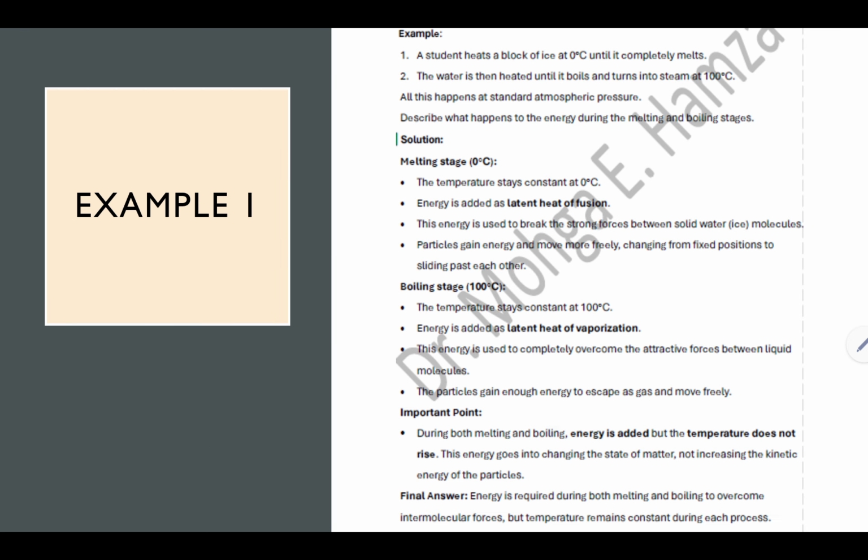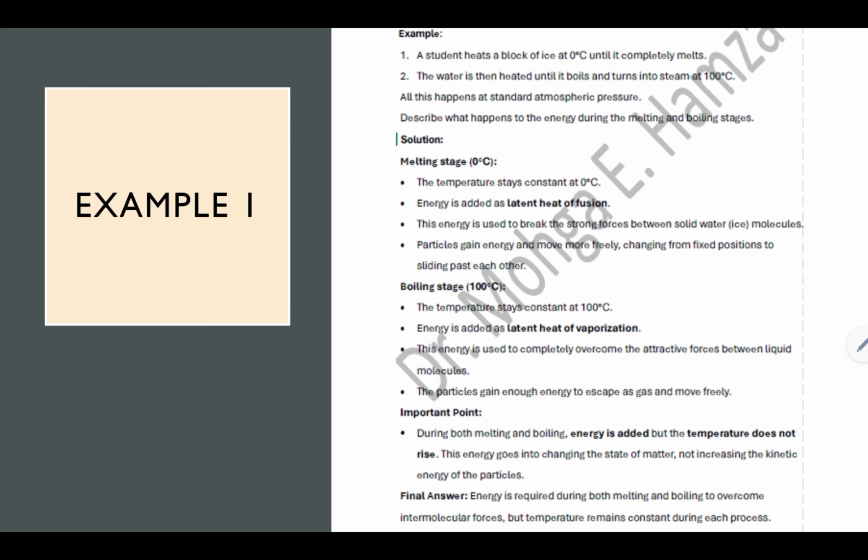Here's an example. A student heats a block of ice at 0 degrees Celsius until it completely melts. The water is then heated until it boils and turns into steam at 100 degrees Celsius. All this happens at standard atmospheric pressure. Describe what happens to energy during melting and boiling. Melting, temperature stays constant at 0. Energy is added as latent heat of fusion to break the intermolecular forces, so particles gain energy and move more freely, changing from fixed to sliding past each other.